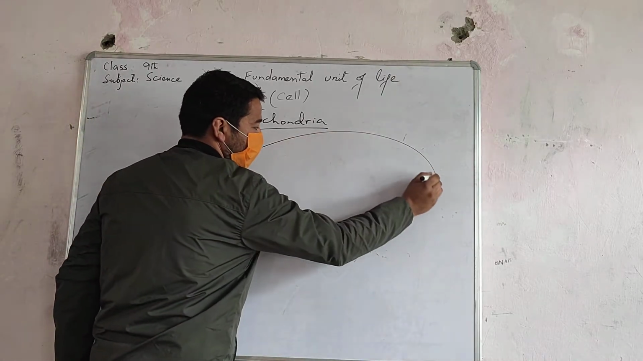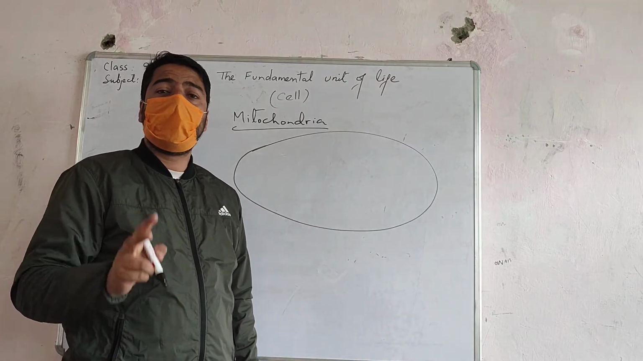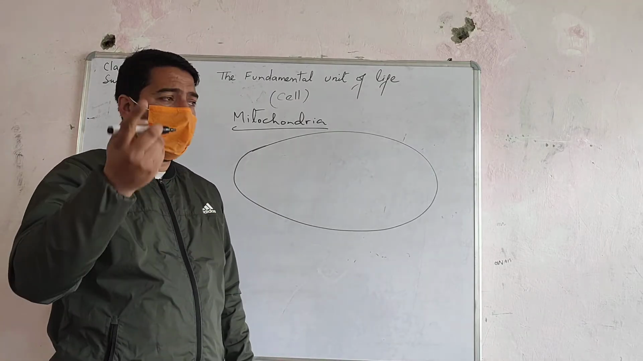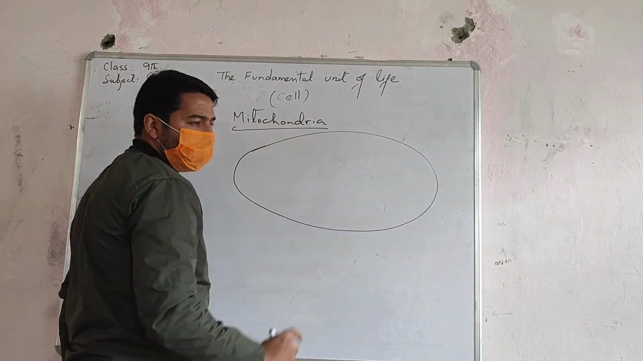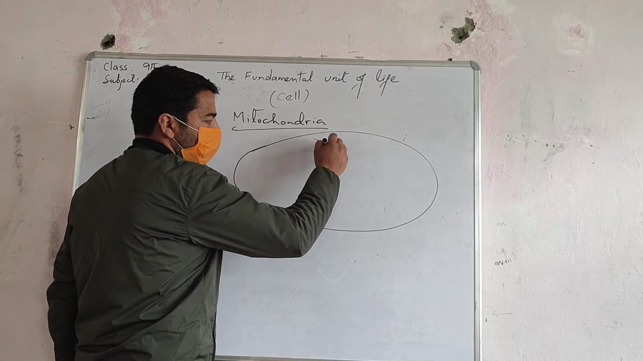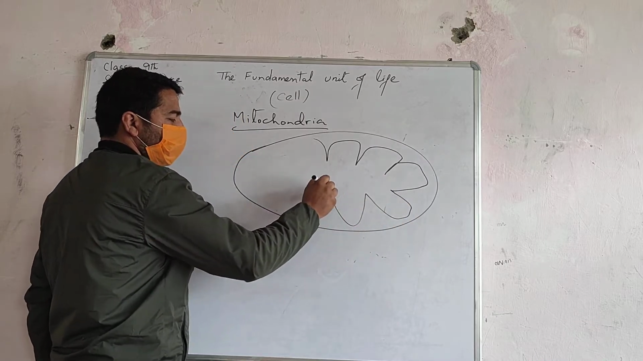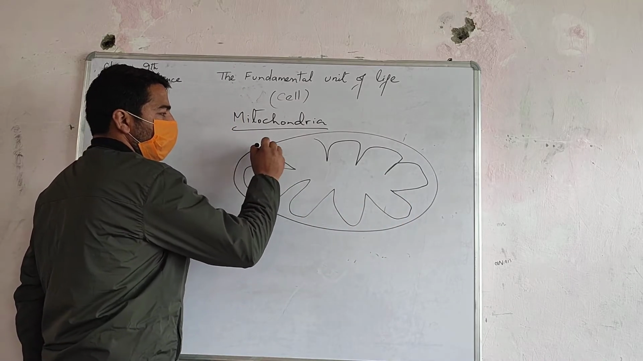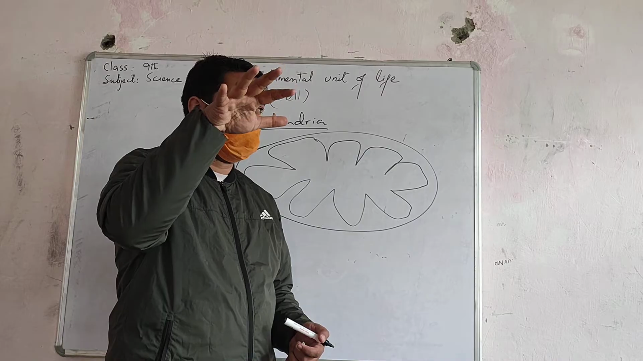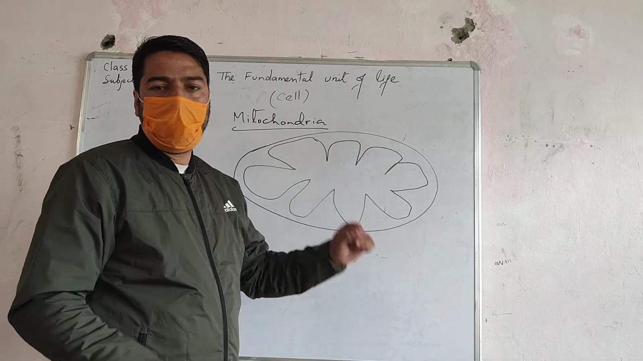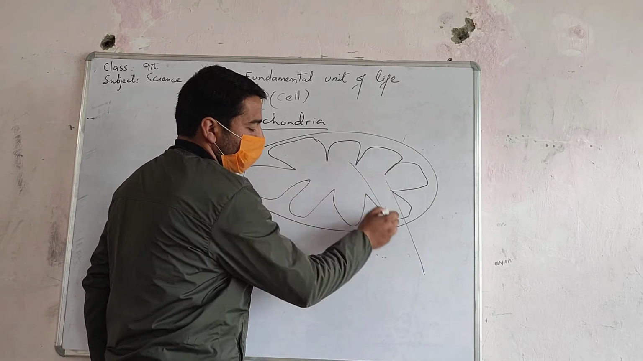Mitochondria is a double membrane bound cell organelle, or it has two limiting membranes. The outer membrane is a smooth structure, but the inner membrane is enfolded. There are many finger-like structures in the inner membrane of the mitochondria. These finger-like structures are called cristae.